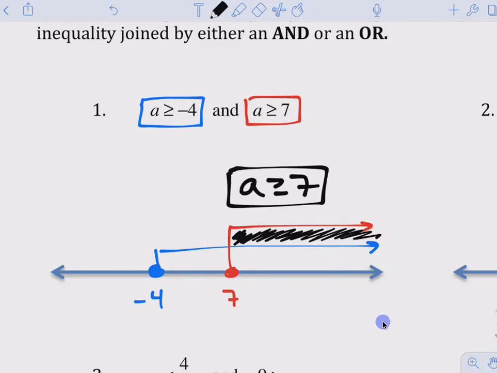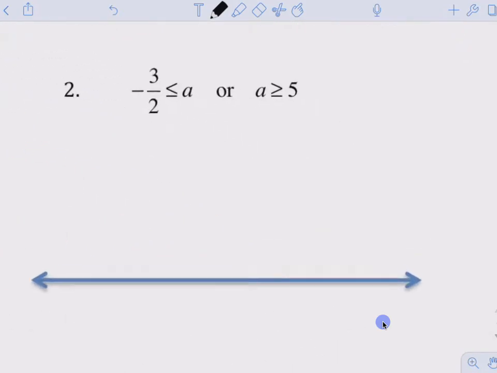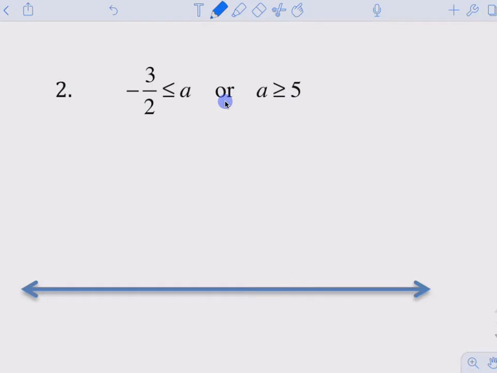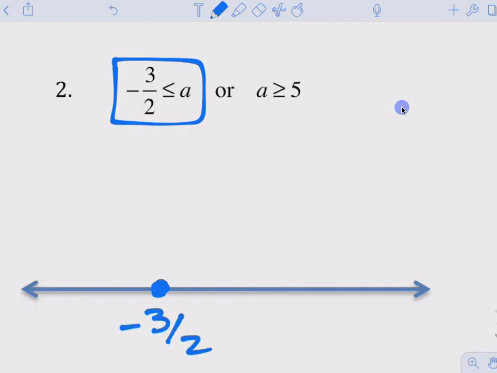Let's proceed. So in our second example, we've got -3/2 is less than or equal to a, or a is greater than or equal to 5. So the big difference here, we've got an "or." Let's see what happens. Same strategy as before. Let's graph these individually first. So for this one, we'll have -3/2 on the number line. We're going to fill that in, and our arrow is going to go to the right.